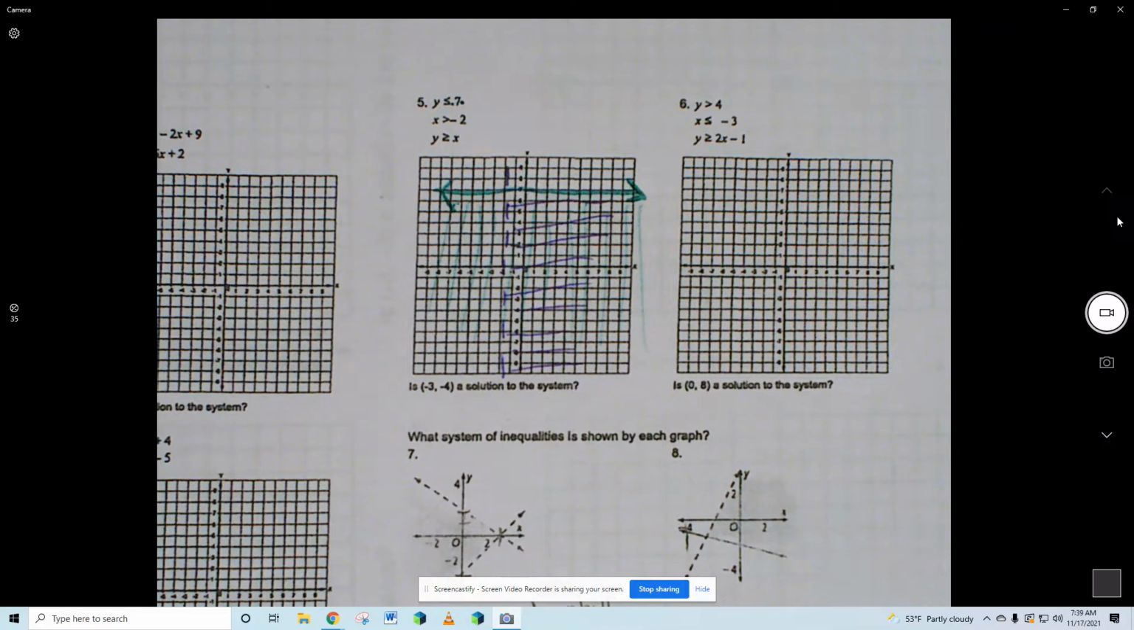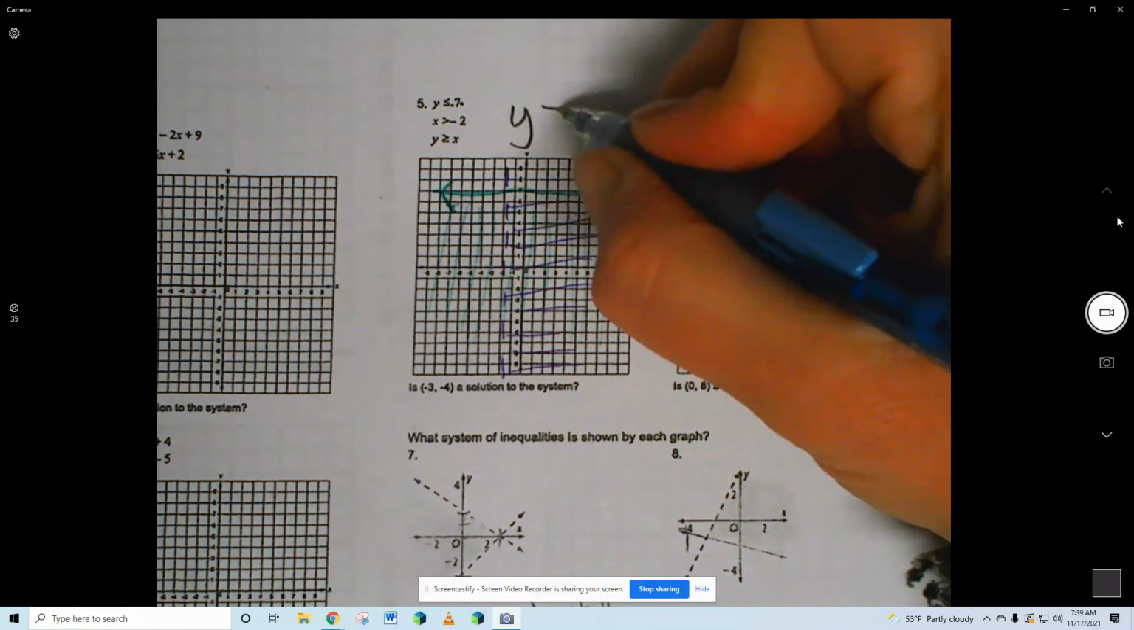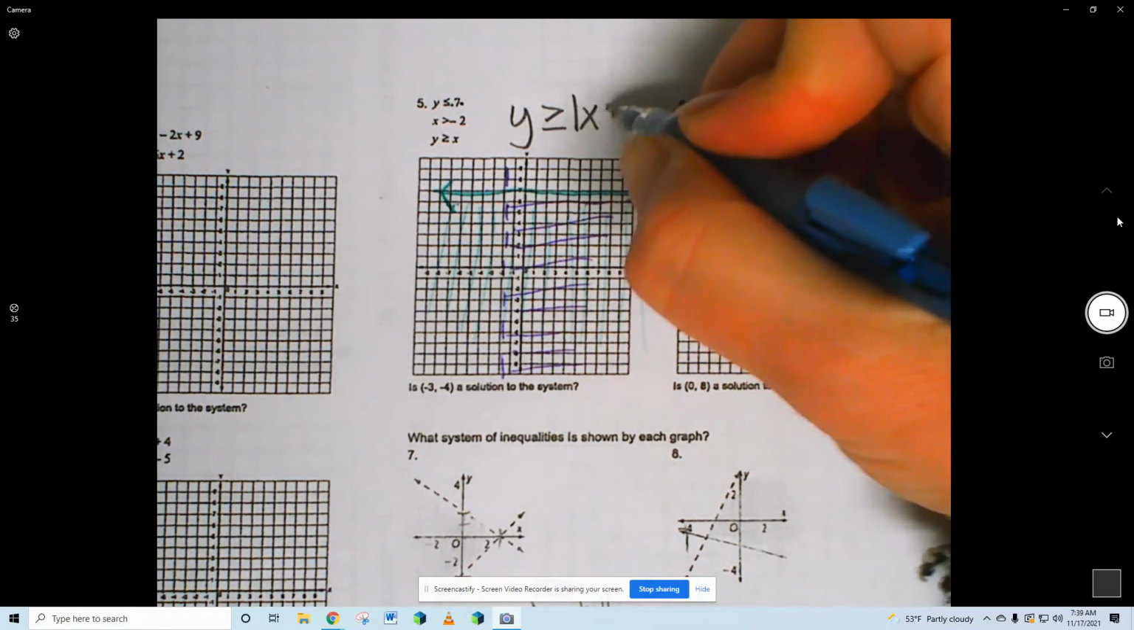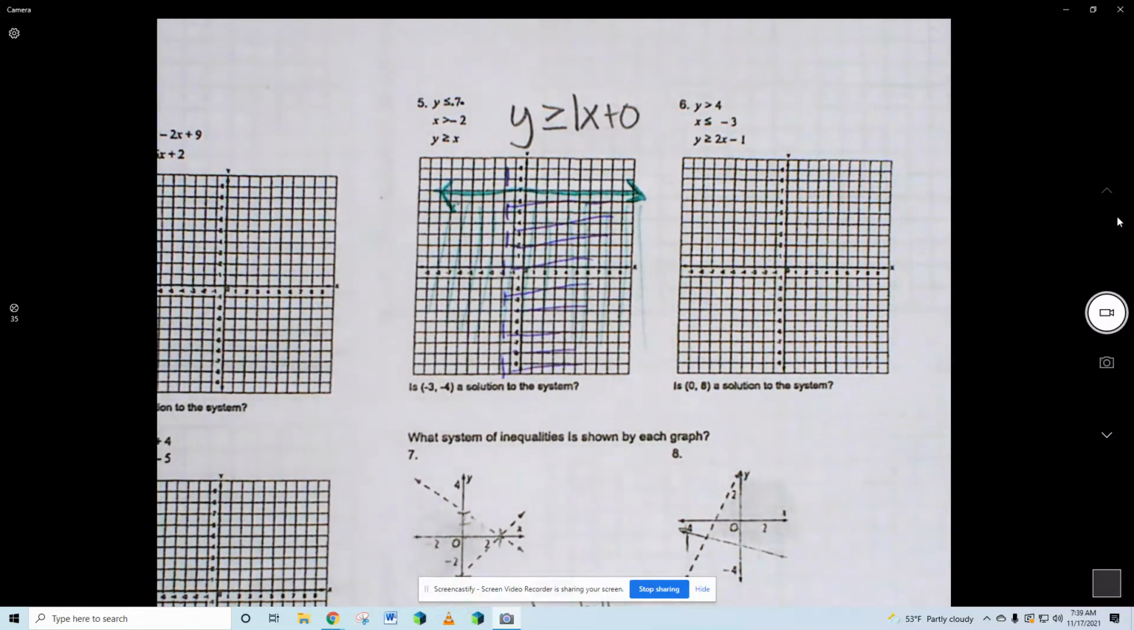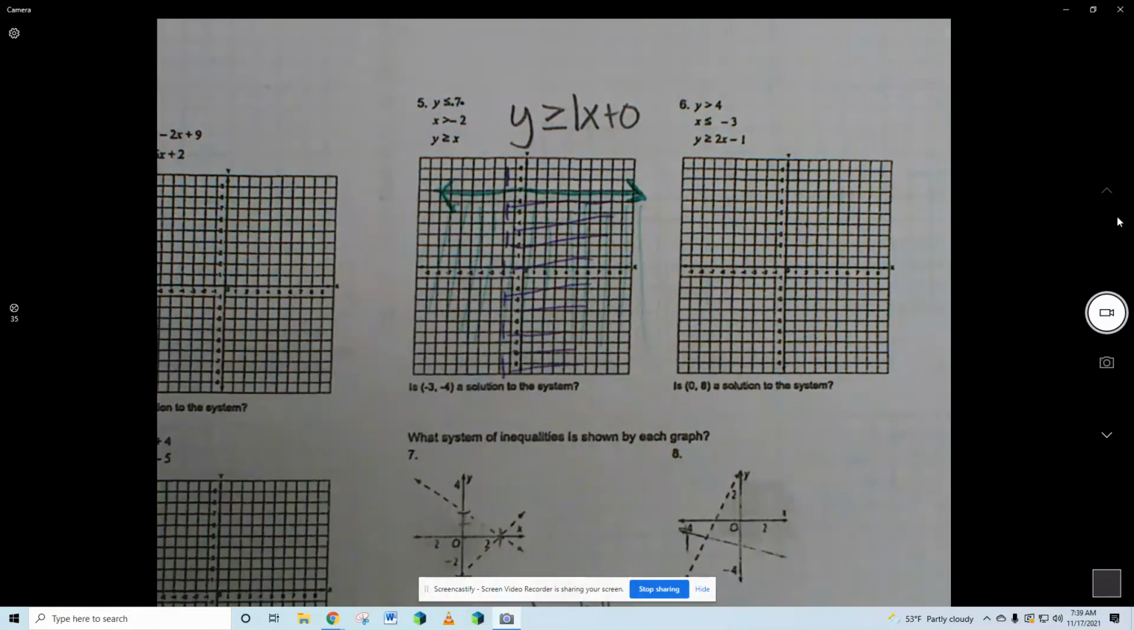Okay. This last equation says y is greater than or equal to x. This means y is greater than or equal to 1x plus 0. That's what that means. That's actually the parent function of a straight line. Just this diagonal. The origin is my y-intercept.